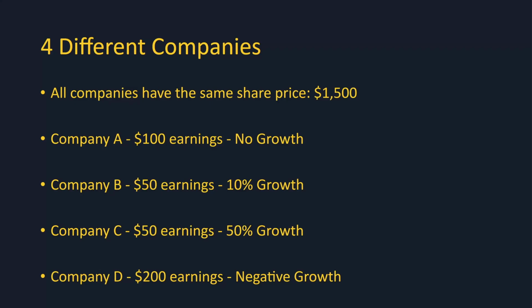So let's dive into 4 different companies. They all have the same share price of $1,500. Company A has $100 earnings, but is not growing. Company B has $50 earnings and has a 10% growth. Company C has $50 earnings and 50% growth. And company D has $200 earnings, but has a negative growth.